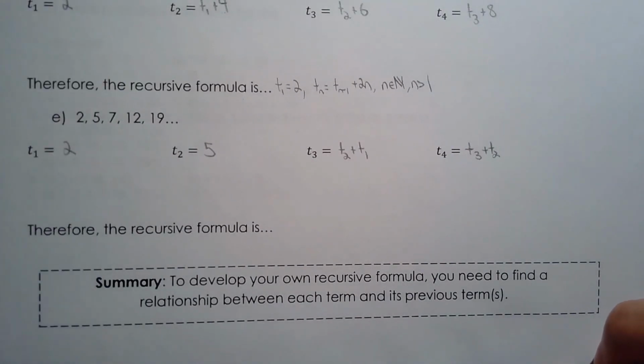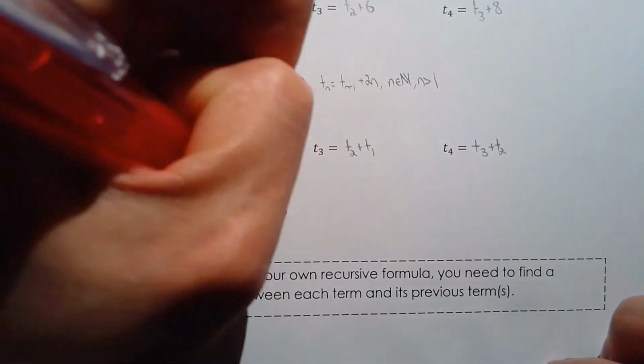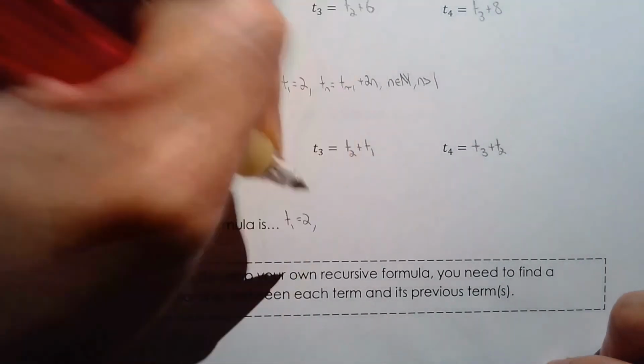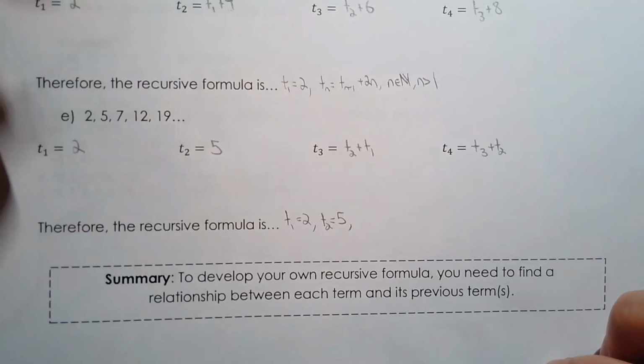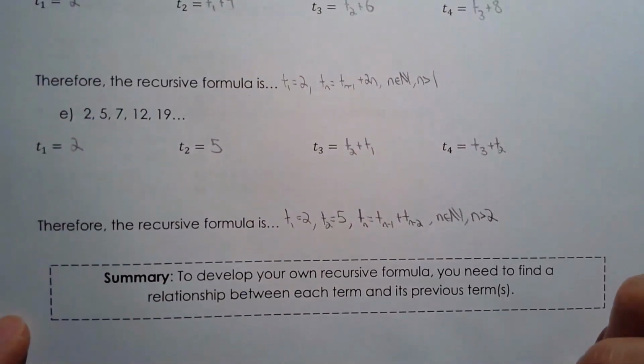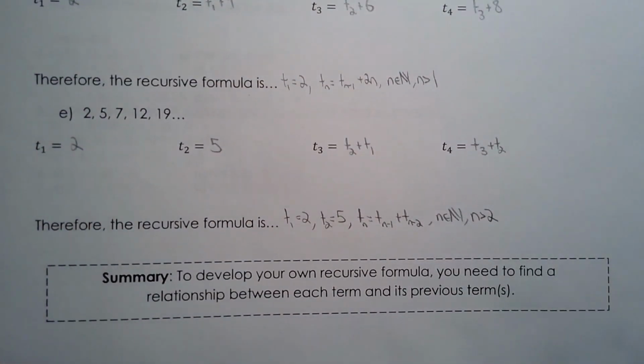So the first term is equal to 2, the second term is equal to 5, the general term is equal to the sum of the 2 preceding terms. There you go. So hopefully you have a better understanding now of recursive sequences and how to find the recursive formula when you're given the sequence. Okay, it might take some work, but let's try to look for a pattern and see if it works.